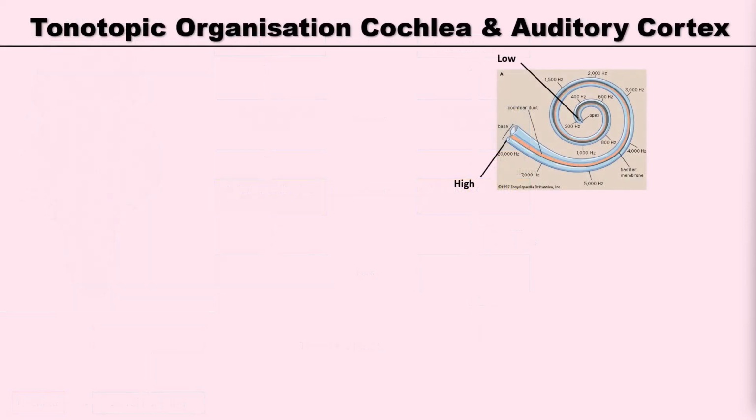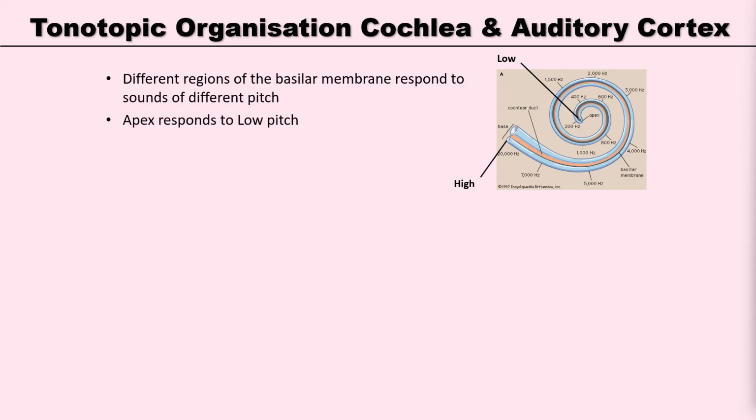Now cast your mind back to the second learning objective, where we discussed the regions of the cochlea. Different regions of the cochlea detect different frequencies or pitches or vibrations produced from the sound waves. This is called tonotopic organisation. The apex responds to low pitch, whilst the base responds to high pitch.